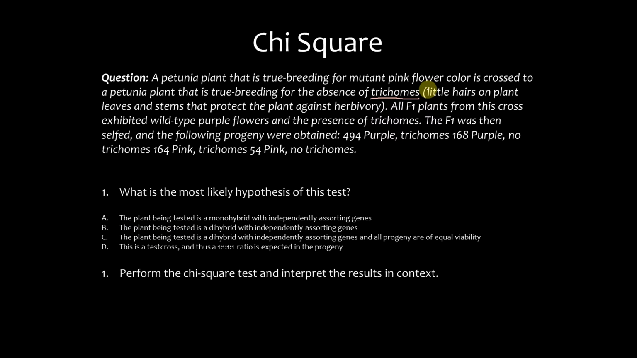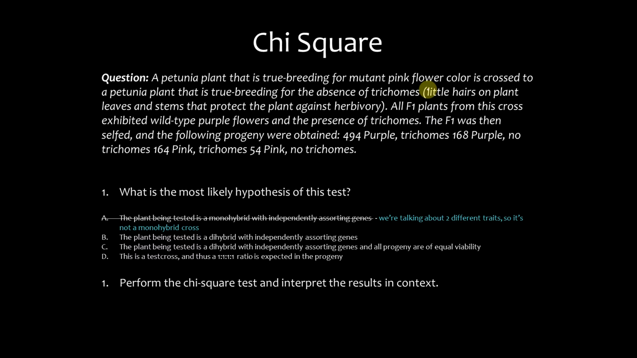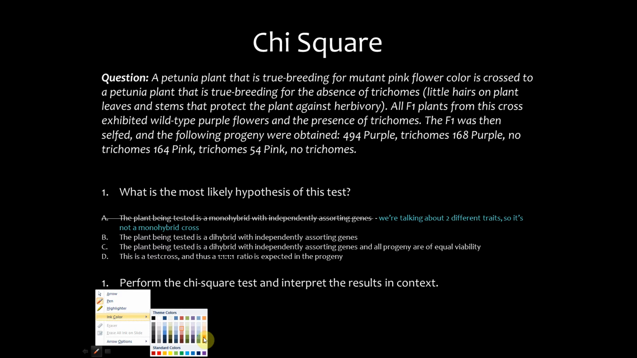So what is the most likely hypothesis of this test? Well, first, I like to see what I can eliminate. So we can eliminate A. A says the plant being tested is a monohybrid with independently assorting genes. Well, we're talking about two different traits, so it's not a monohybrid cross. How do I know that? Well, it says in the question, hang on, let me pull up a different pen color because this is too light for me. I kind of like this orange.